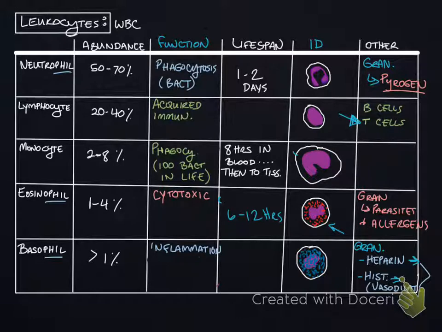Whenever they transfer from the blood into the tissue, they become macrophages. Macrophages in the brain are actually called microglia. Alright, so that's a little extra information that you might not have gathered from lab that I want you to be aware of. Okay, so I may ask you some of these questions on your exam.